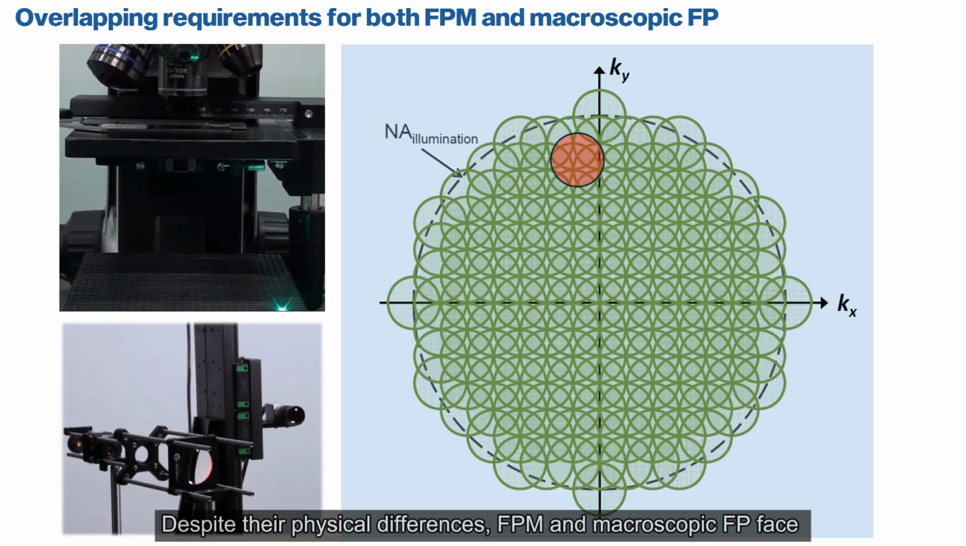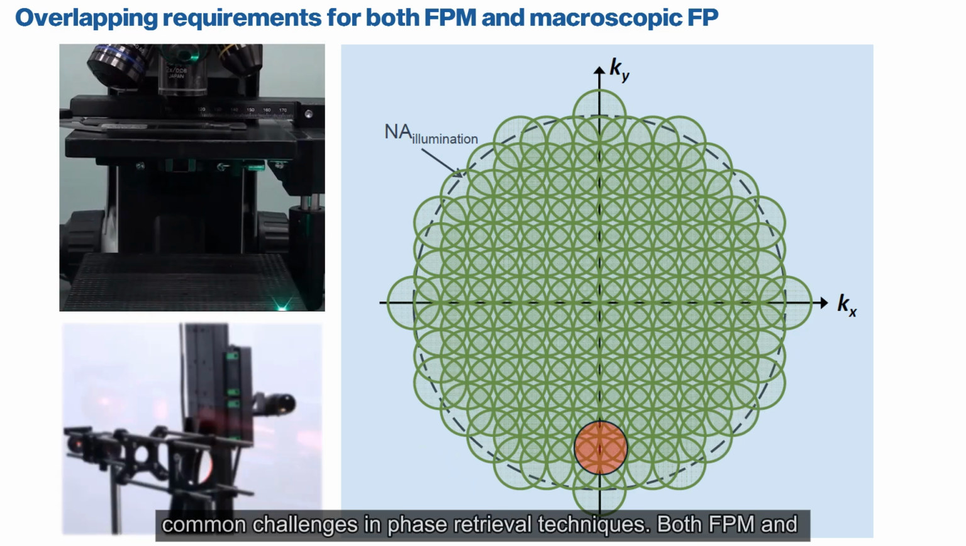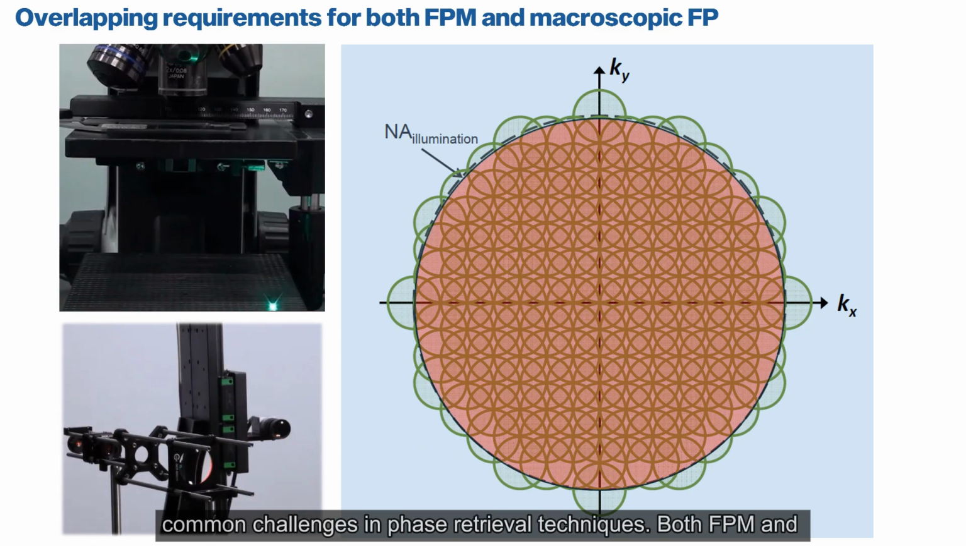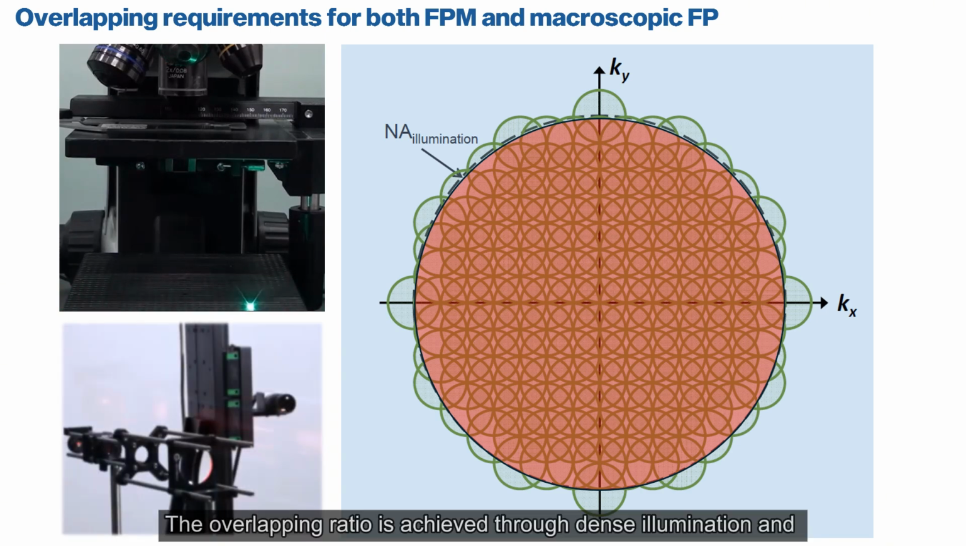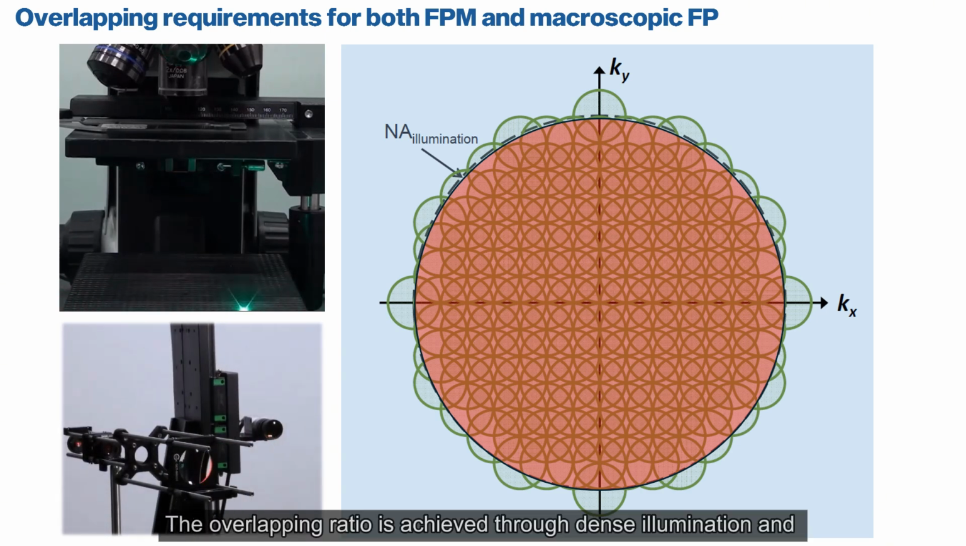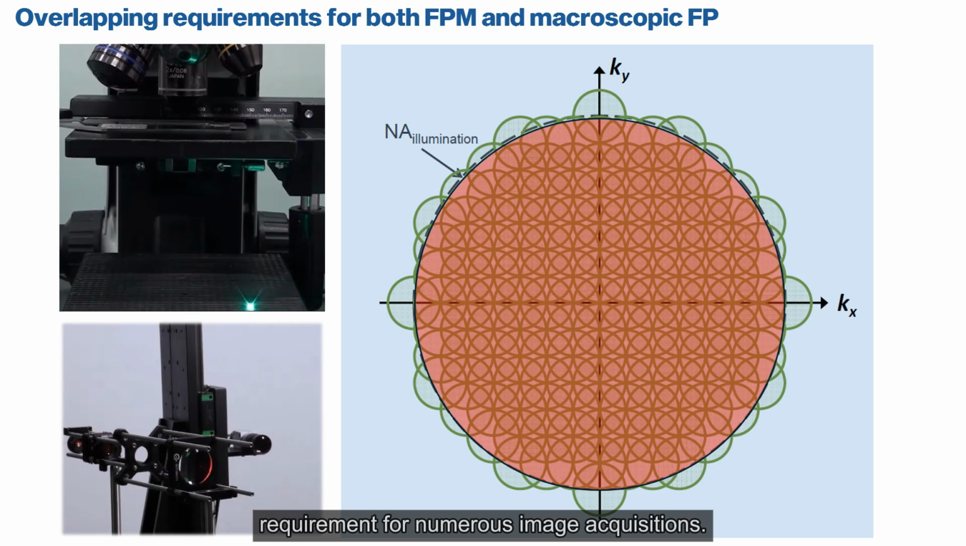Despite their physical differences, FPM and macroscopic FP face common challenges in phase retrieval techniques. Both rely on data redundancy for stable iterative convergence. The overlapping ratio is achieved through dense illumination and scanning, resulting in a significant enhancement in efficiency despite the requirement for numerous image acquisitions.